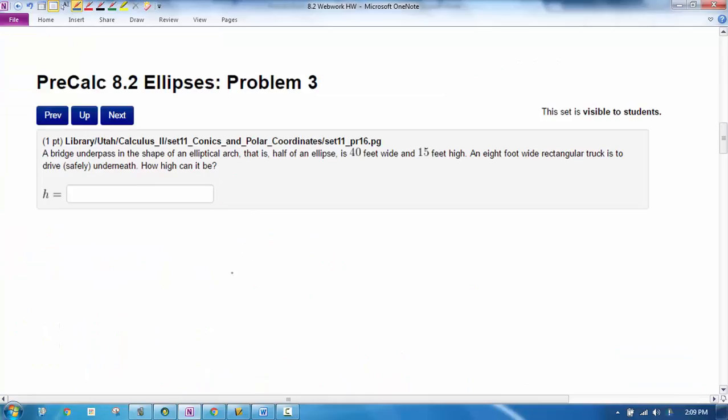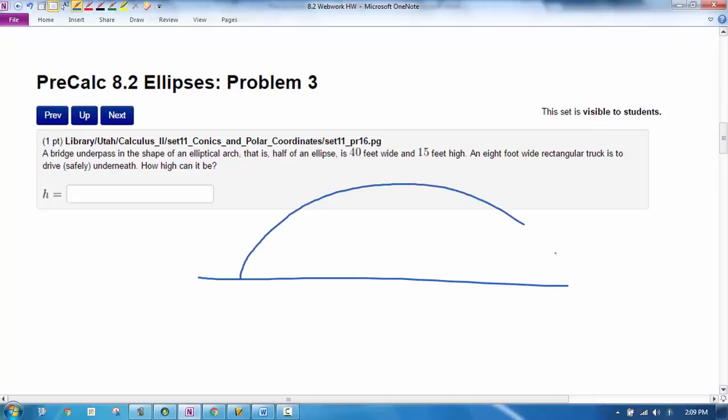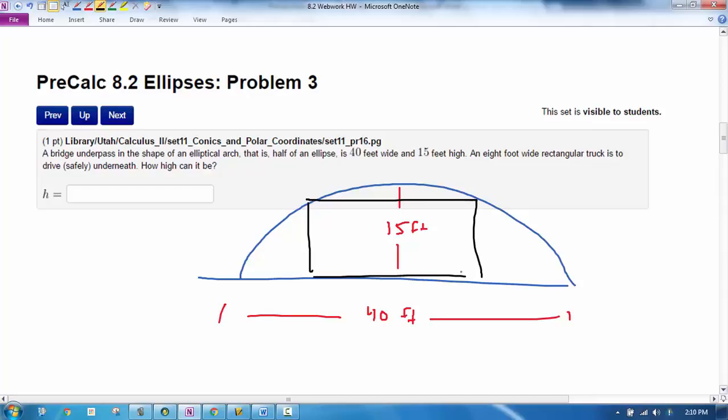Okay, the next question says a bridge underpass is in the shape of an elliptical arc like this. And it says that it's half the ellipse, it's 40 feet wide. So this is going to be 40 feet here. And it says it's 15 feet high. So it says an 8-foot wide rectangular truck is to drive safely underneath. So that's going to be a rectangle like this, where I know it's not drawn to scale at all, but it's an 8-foot wide truck. And the question is, how high can it be? So that's like a y coordinate right there, because this is going over 4, up question mark. We're looking for that y coordinate right there.